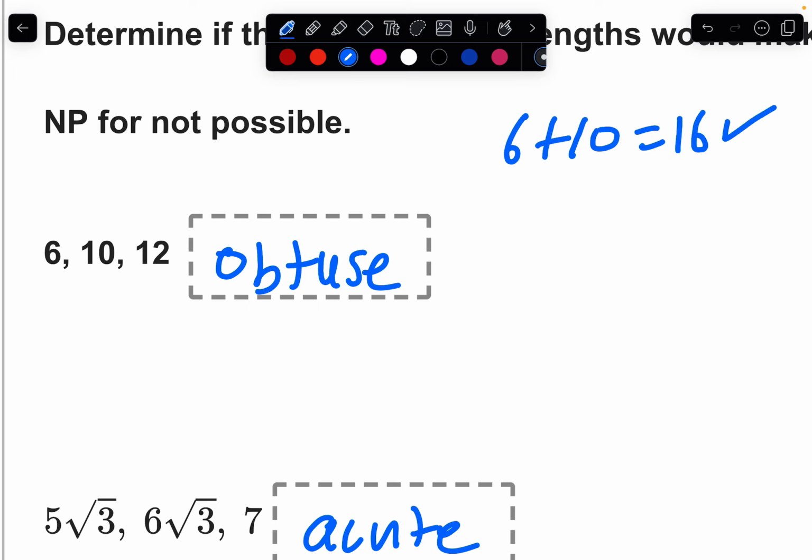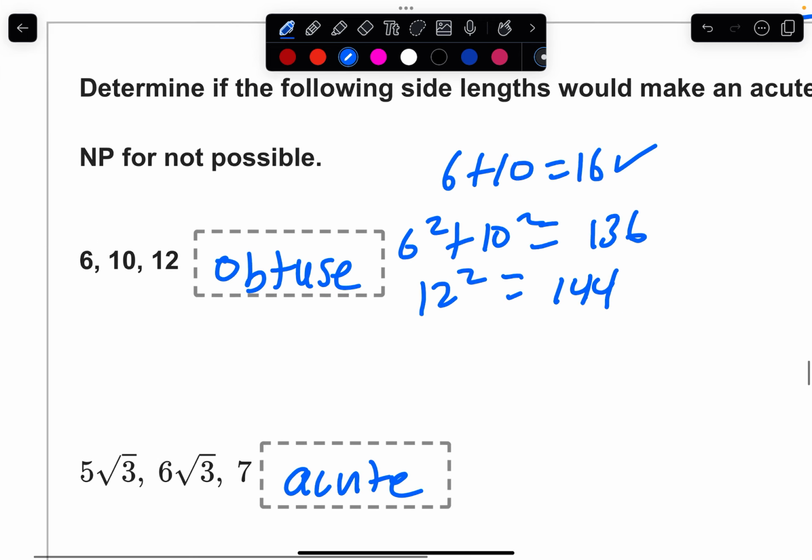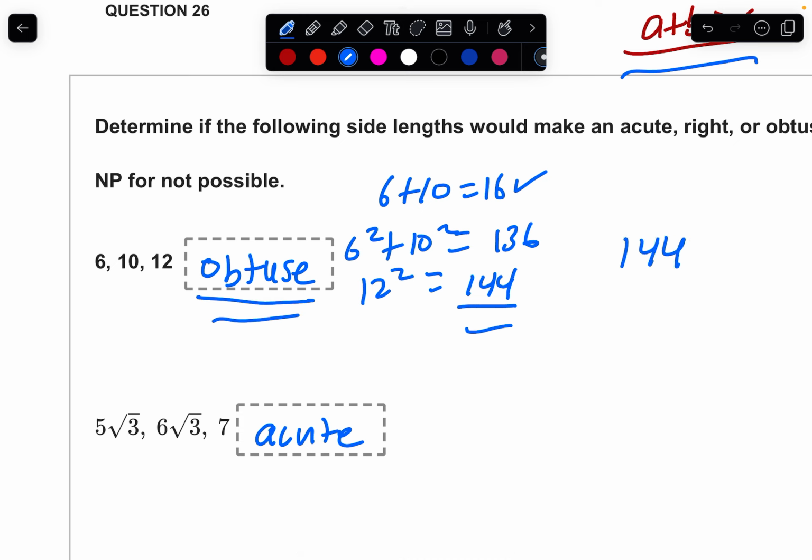So once you've confirmed it's a triangle, then you start squaring numbers. 6 squared plus 10 squared would be 136. 12 squared is 144. Well, 144 is bigger, that means it is obtuse. If c squared is bigger, it's obtuse. 144 is greater than 136, obtuse.